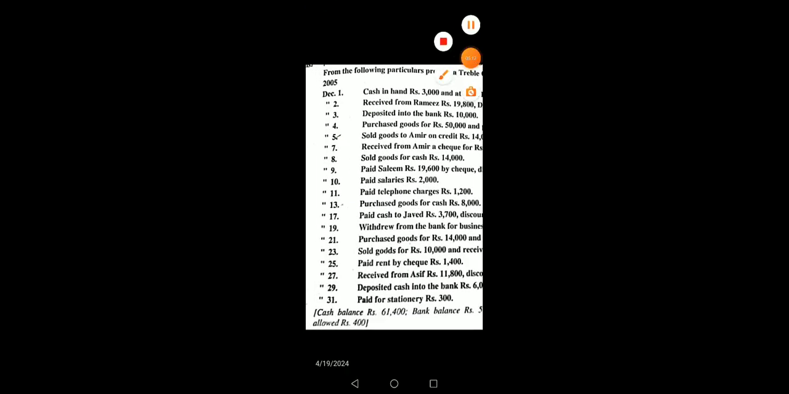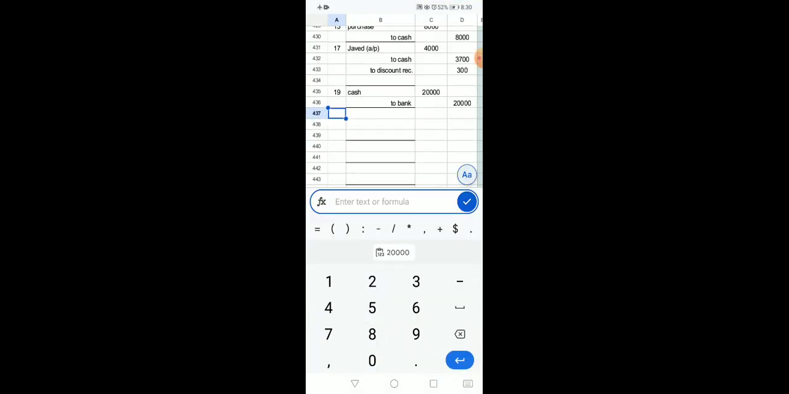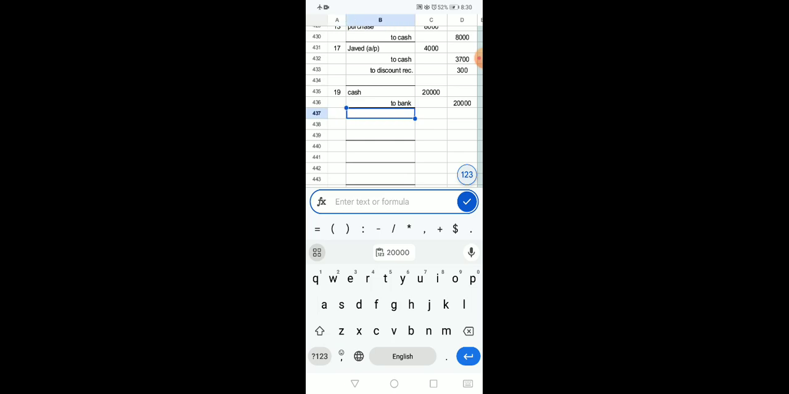Let's see what is next. We have entry number 21, and what it is saying: purchased goods and paid by cheque. This is your entry, purchased goods and paid by cheque. Again you are buying goods. Buying goods means goods are increasing. Goods are your asset.